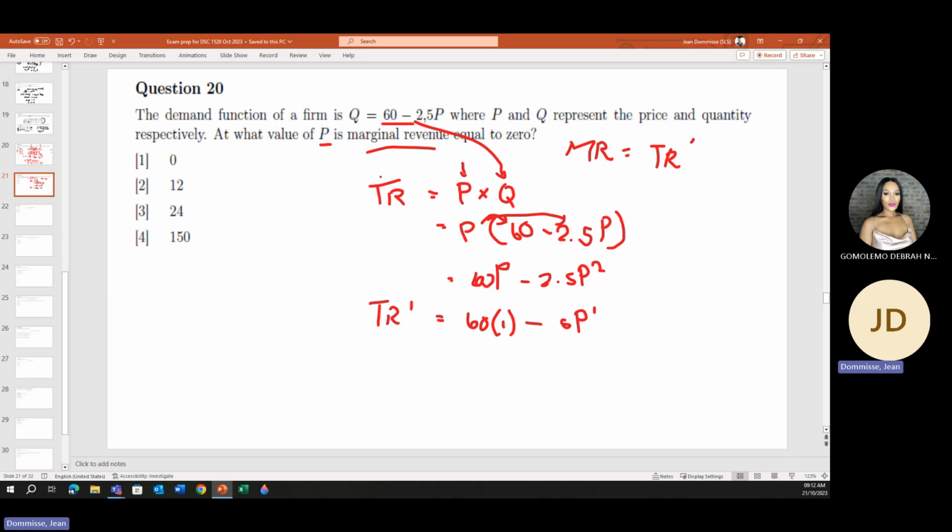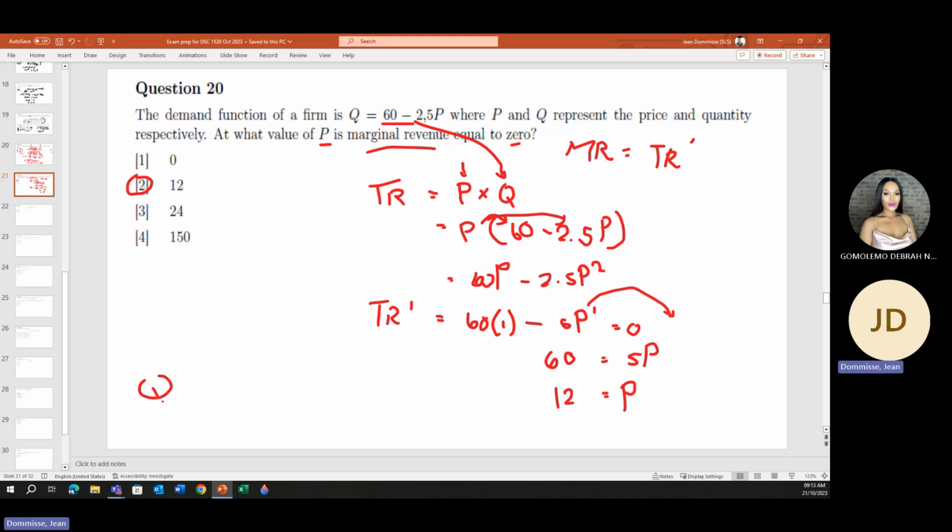Okay, and they tell us this marginal revenue is equal to 0, so we can equate it to 0. And then we can simplify it by saying, okay, let's keep 60 on this side. I'll take minus 5P over, so it becomes positive 5P. And then to isolate P, I divide by 5 on both sides. So 60 divided by 5 is where I get P equal to 12, which is option 2.